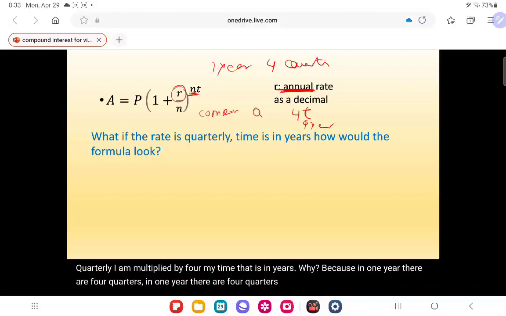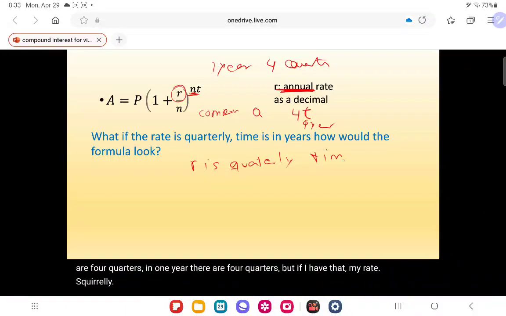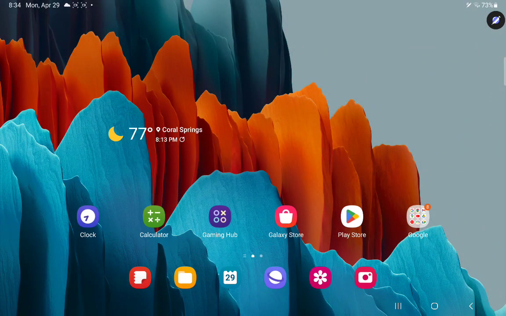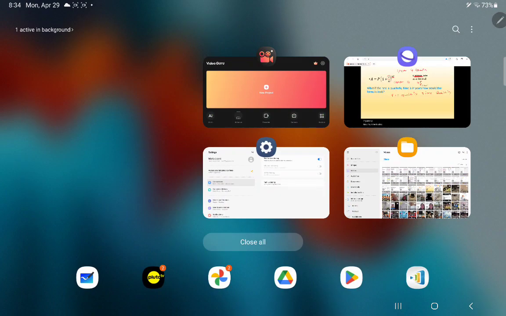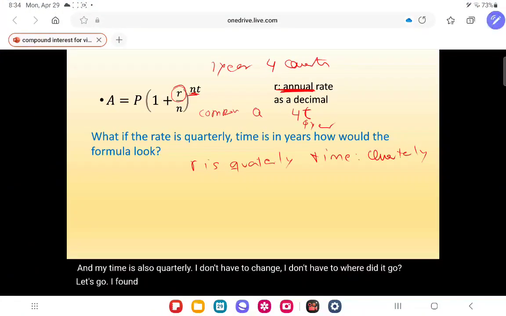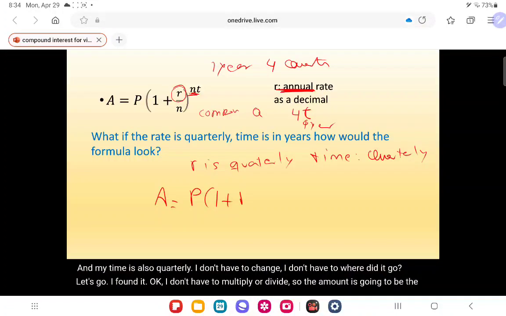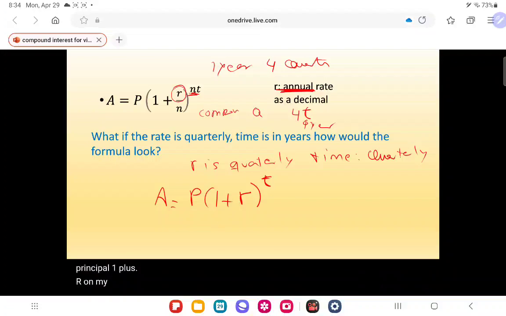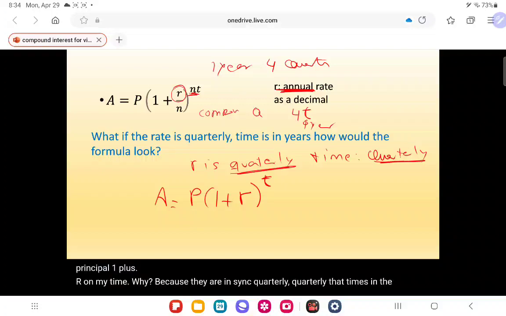But if my rate is quarterly and my time is also quarterly, I don't have to change. I don't have to multiply or divide. So the amount is going to be the principal, 1 plus r, and my time. Why? Because they are in sync, the times are in the same units.